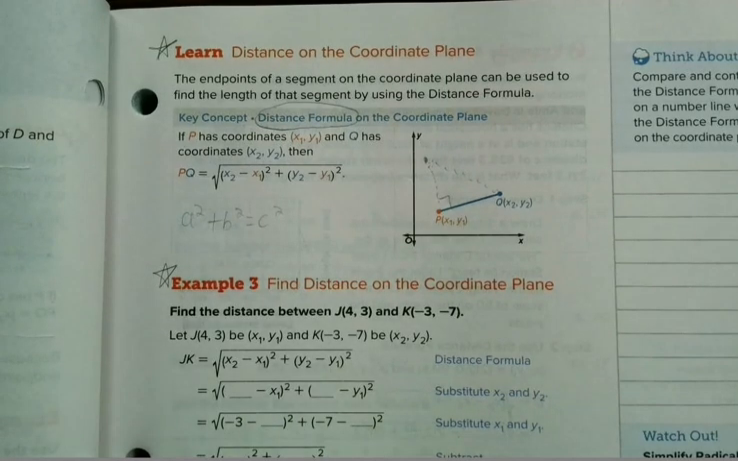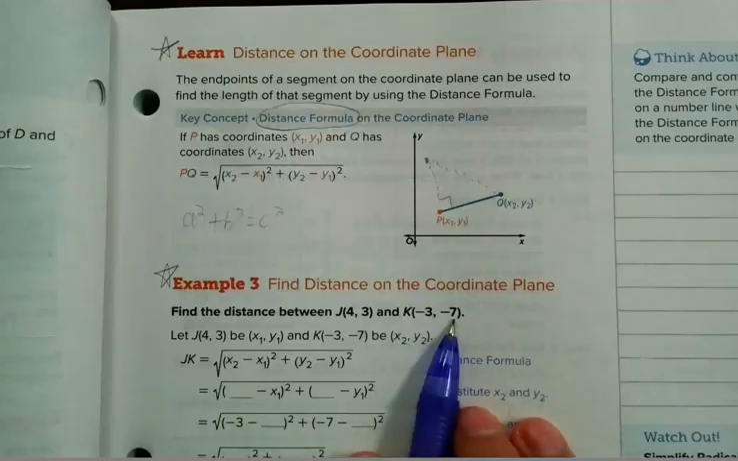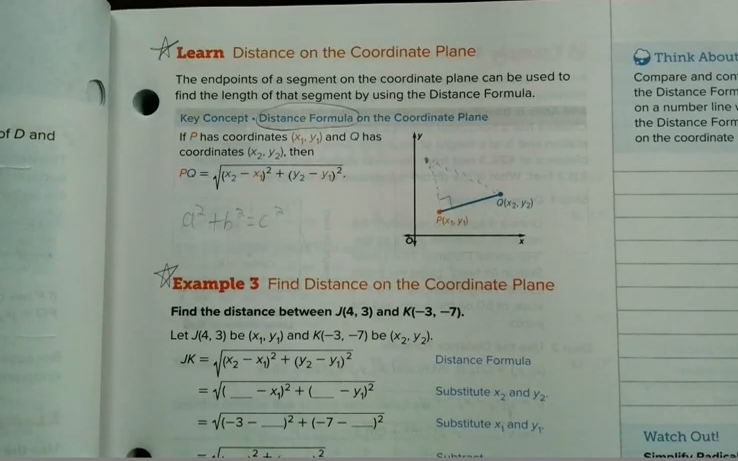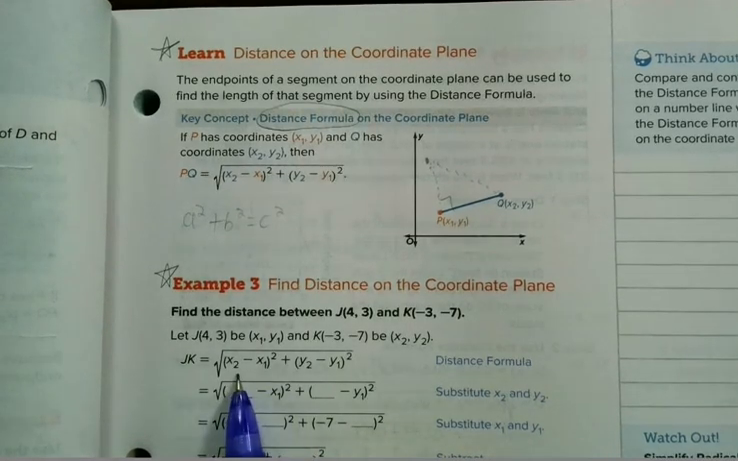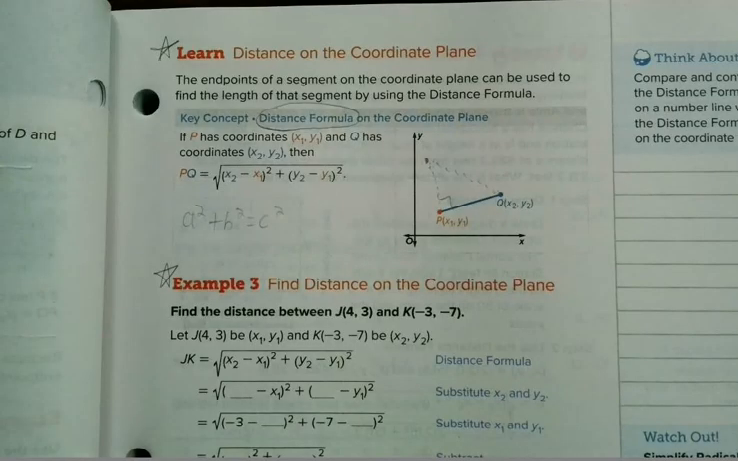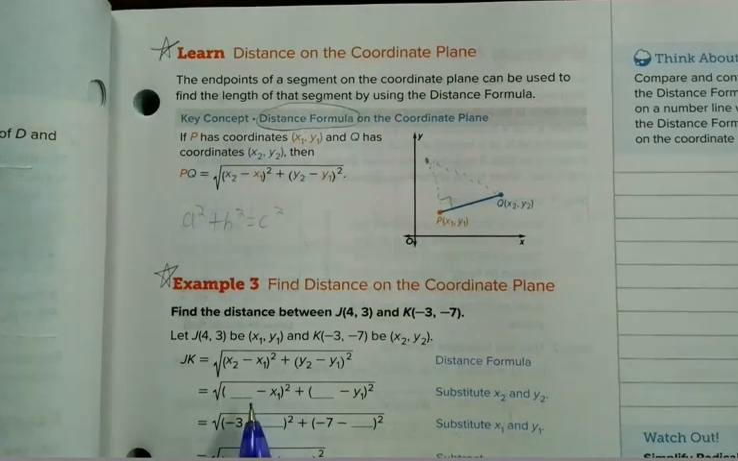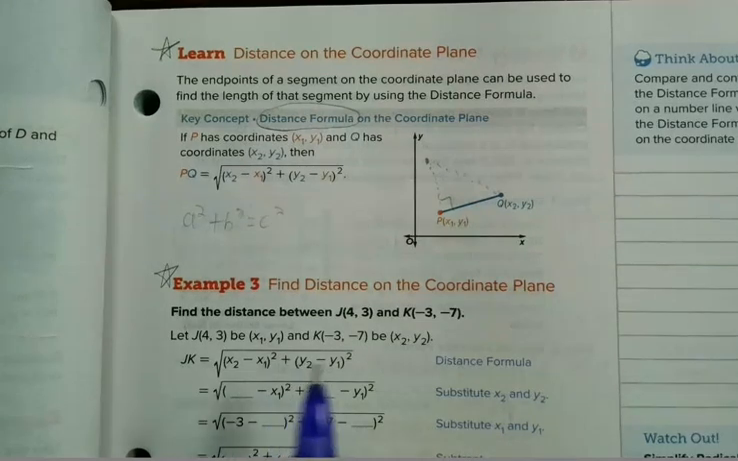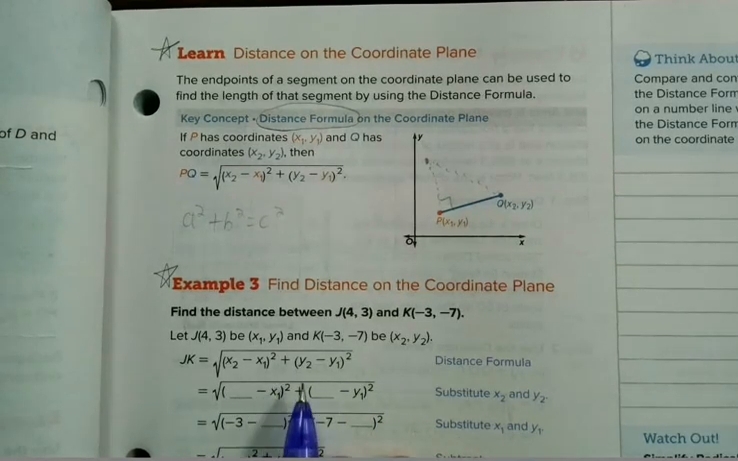Let's get into this. Find the distance between j and k, where j is (4, 3) and k is (-3, -7). Okay? Let's break this down. For jk, we need to use the distance formula. So the square root of (x2 minus x1) squared plus (y2 minus y1) squared. Okay? Well, if we think about it, what is my x2 and my x1?